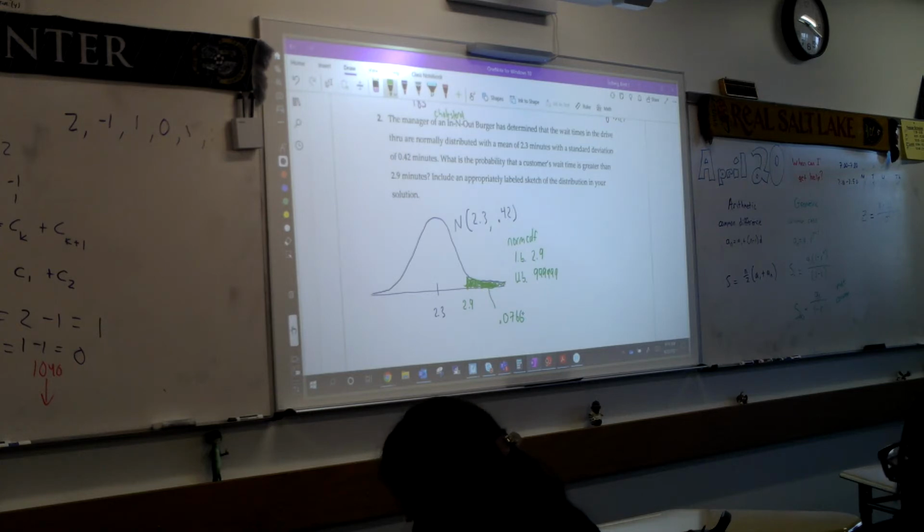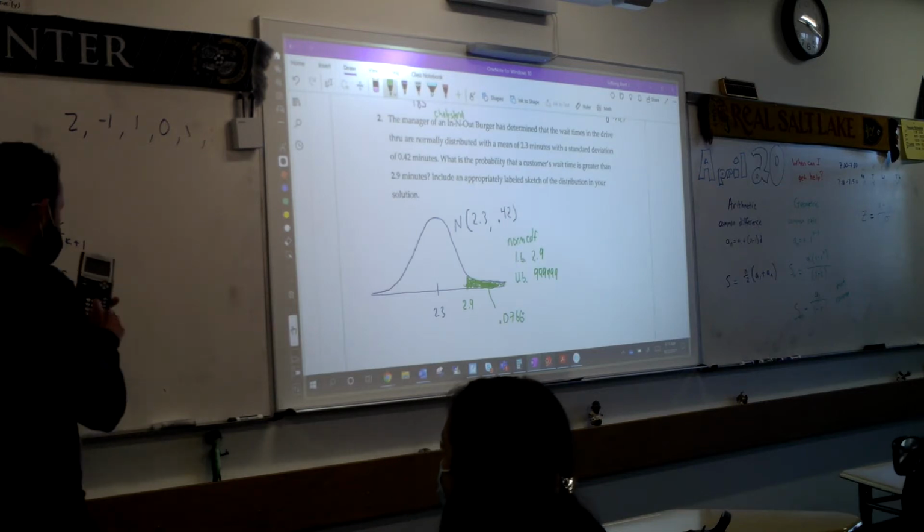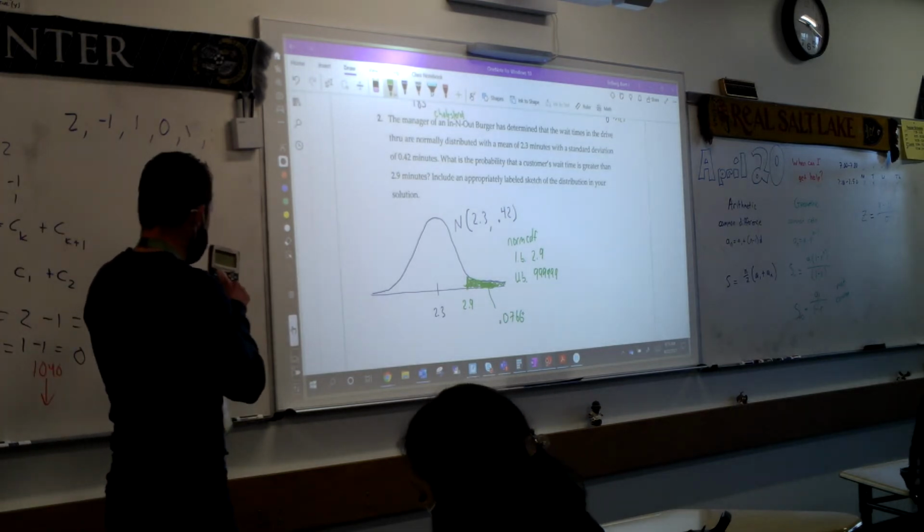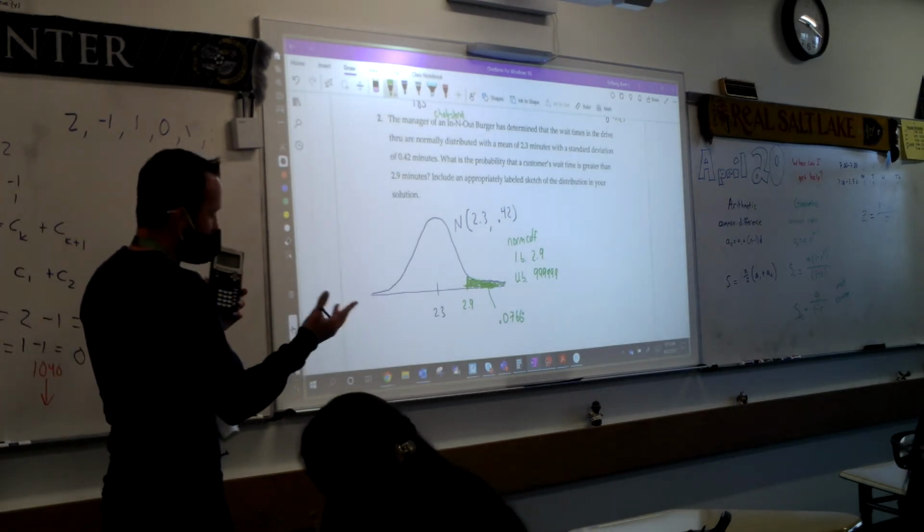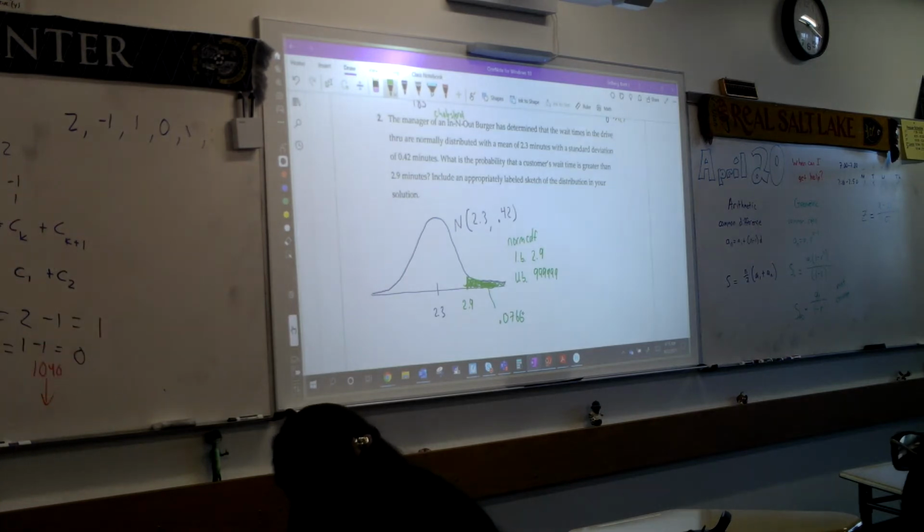Now, if you're wondering, do you guys know how to do norm CDF if you've got a TI-84 or a TI-83? Yeah. Good. So it's second vars, okay? You go to second distributions, and then it's right there. So it's just second vars. If you need me to show you that, remind me and I'll show it then.